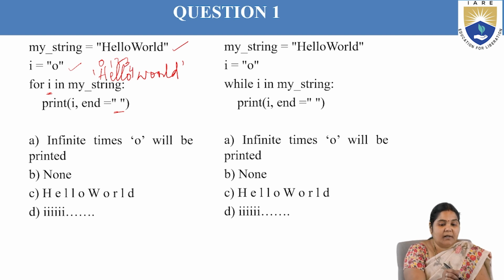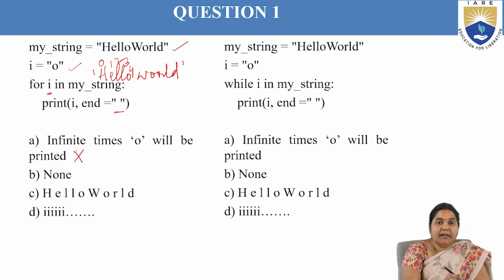So, this is called a normal iteration of the string. The loop will be iterating from the beginning of the string to the end of the string, and it will print character by character. So, what will be our output? Output will be infinite times O printed? No, there is nothing to do with O. So, this will not be printed.